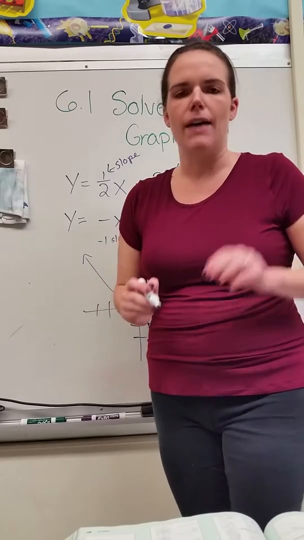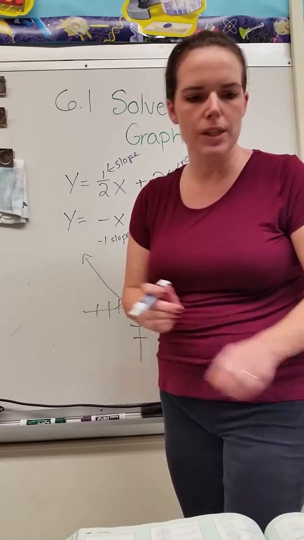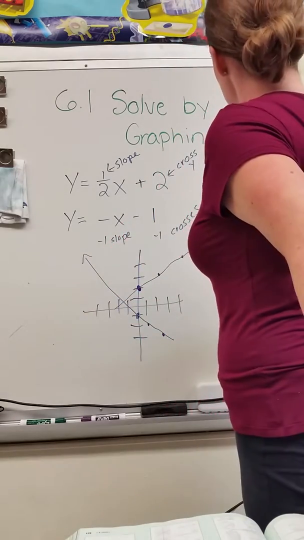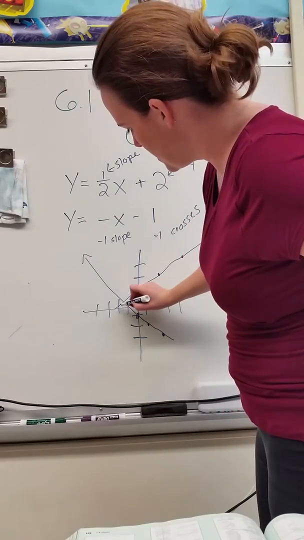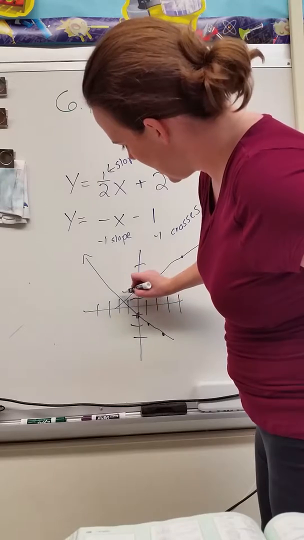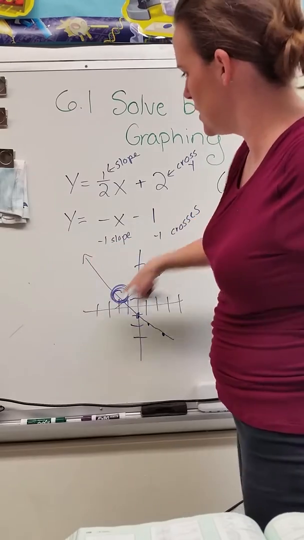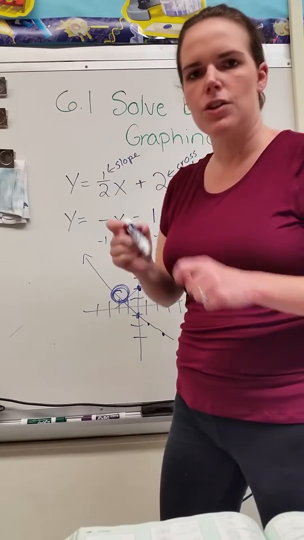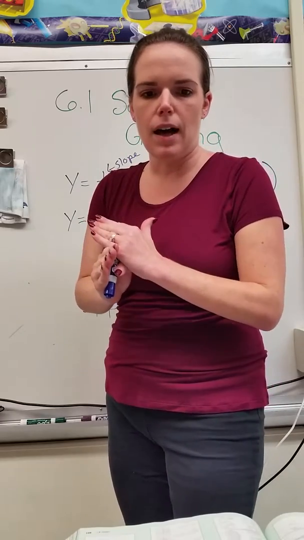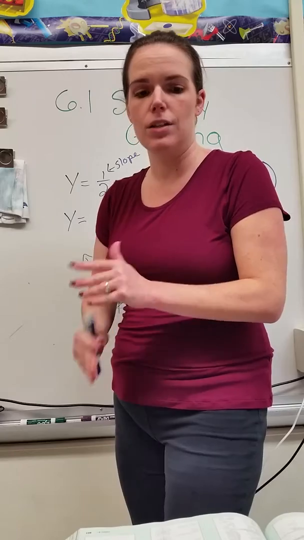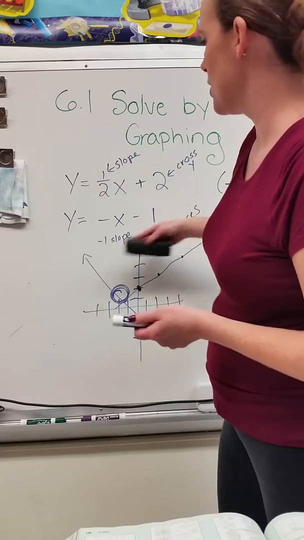When you solve by graphing, you're finding their intersection point. So the answer to this is negative 2, 1. And you can see based on my picture, I almost got it where I was supposed to, but really this is the point where those two lines should have crossed. When you solve by graphing, your answer is always the intersection point. If the lines don't intersect, then there wouldn't be an answer.